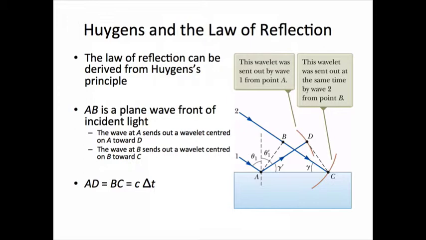So the new wavefront is now the line joining D and C. We can look at the two triangles, ABC and ACD, and they have the side A to C along the surface in common. And the sides shown by the dotted lines AB and CD are equal in length because the rays are parallel. So that means that the angles gamma and gamma dash are equal, which leads, with a bit more geometry, to the angles theta 1 and theta 1 dash being equal, and they are the angle of incidence and the angle of reflection.